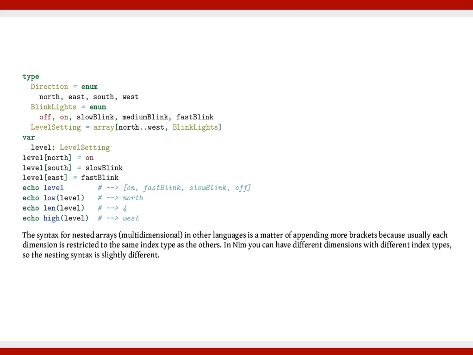The syntax for nested arrays, multidimensional in other languages, is a matter of appending more brackets, because usually each dimension is restricted to the same index type as the others. In Nim you can have different dimensions with different index types, so the nesting syntax is slightly different.